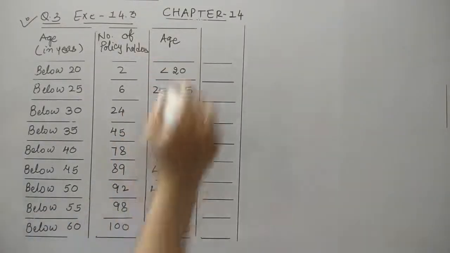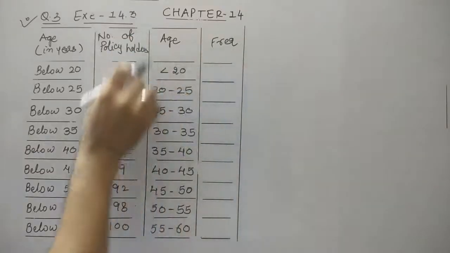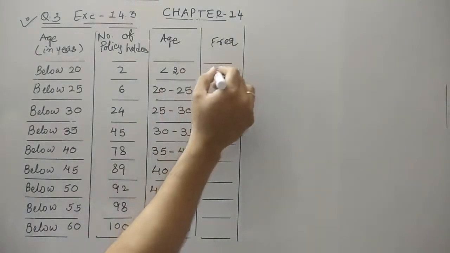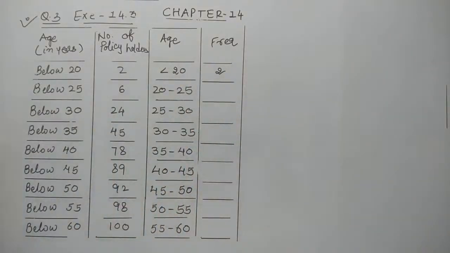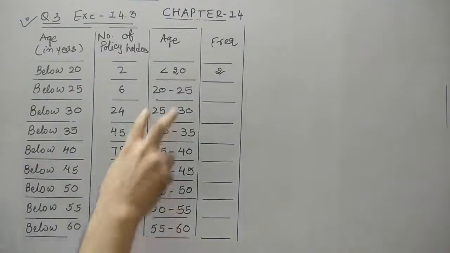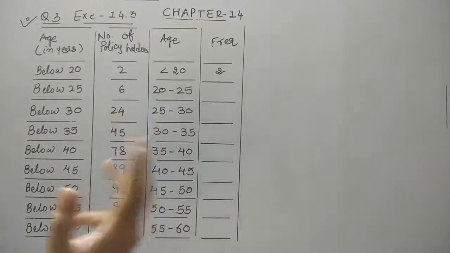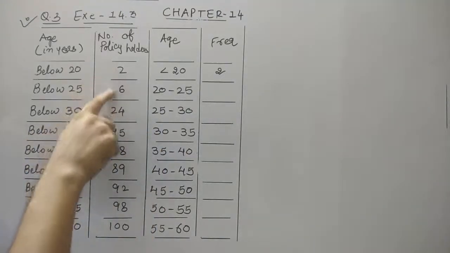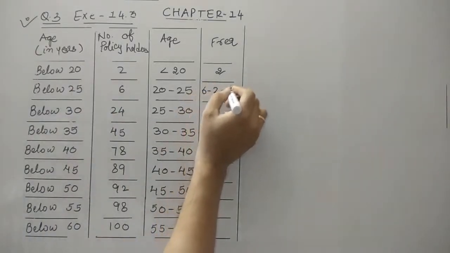तो अब यहां पे हमें frequency भी बनाना पड़ेगा. So you must be surprised. तो ये value क्या है, students, अच्छे से समझ लो. There are only 2 policy holders whose age is less than 20. तो फिर इतने policy holders हैं whose age is between 20 to 25. वैसे कितने policy holders हैं? So as I told you in this 6, this 2 is already included. So our answer comes 6 minus 2, that is 4.